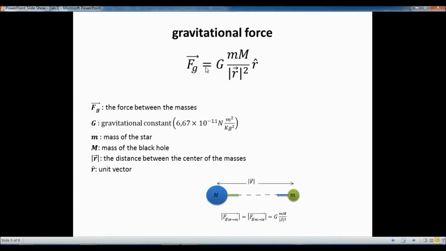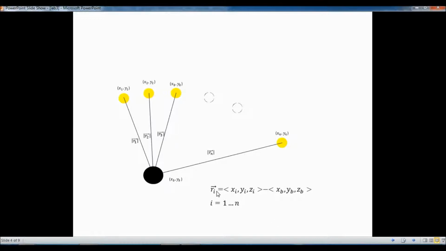The gravitational force is given from this equation. Fg is the force between the masses, the gravitational constant is known, the mass of the star is given, the mass of the black hole is what we are looking for, r hat is the unit vector, and r is the distance between the centers of the masses. Actually, r is given at any point from this equation. So to sum up, we know the motion but not the force, or better, we know that there is only the gravitational force, but we don't know the magnitude.